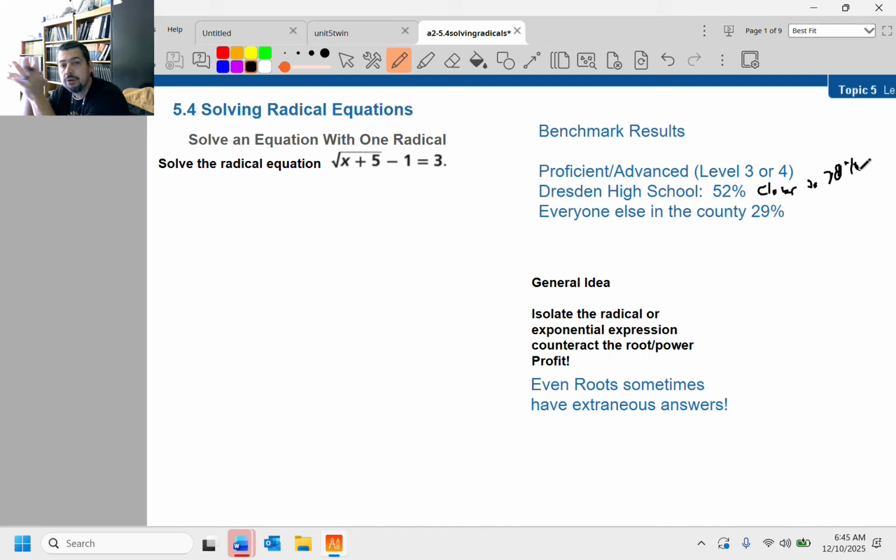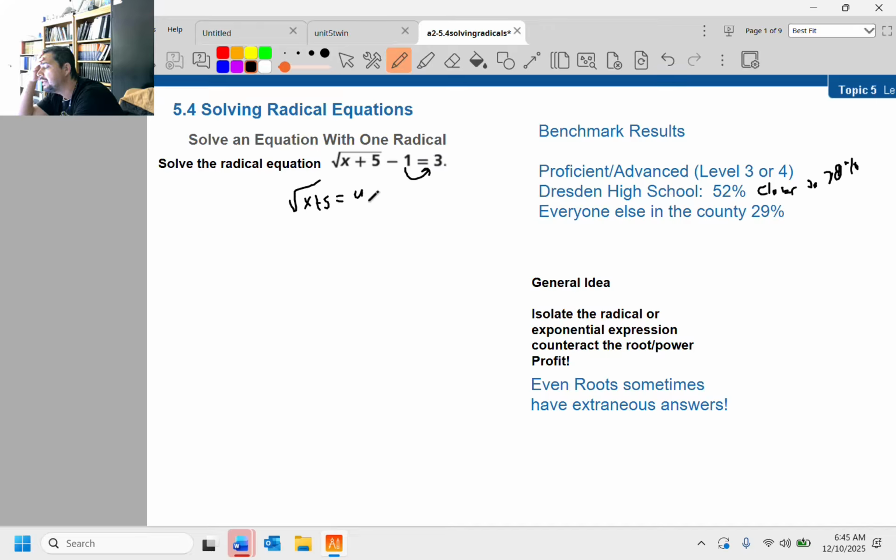All right, so anyways, the goal of this section is solving radical equations. Solve: the square root of x plus 5, minus 1, equals 3. Your general idea here is to isolate the radical or the exponential, then counteract the root or the power, and then profit, because you're done. So anyways, we're going to add 1 to both sides. We're just playing the isolation game.